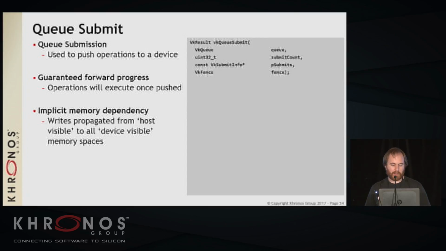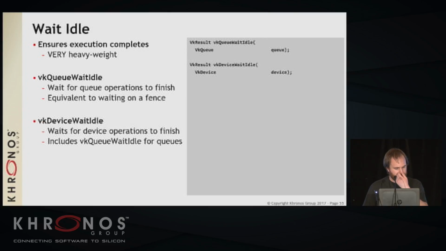They do also have an implicit memory dependency. So whenever you do a submit, any writes that have been done and propagated to the host visible memory space will propagate through the device memory and through to the device visible memory spaces, which makes it quite convenient. So if you write some buffer, flush it to host visible, then you know that any commands submitted with that submit will be able to see that on the device. And that's another place where you can kind of avoid some pipeline barriers.